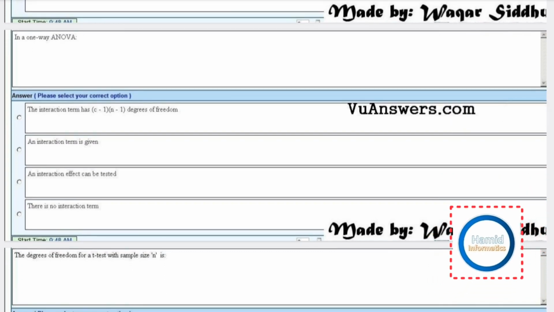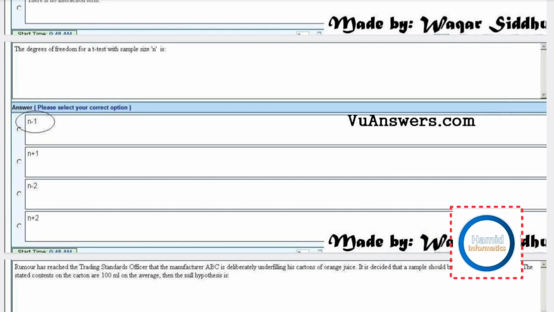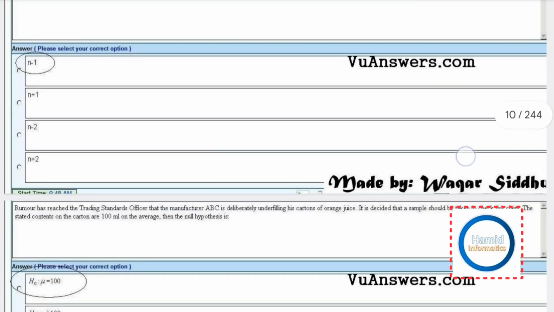In a one way ANOVA, leave this. The degrees of freedom for a t-test with sample size n is n minus 1.